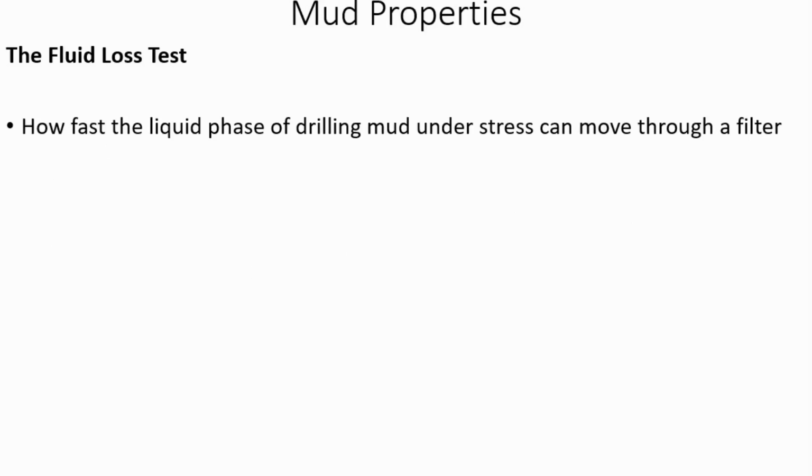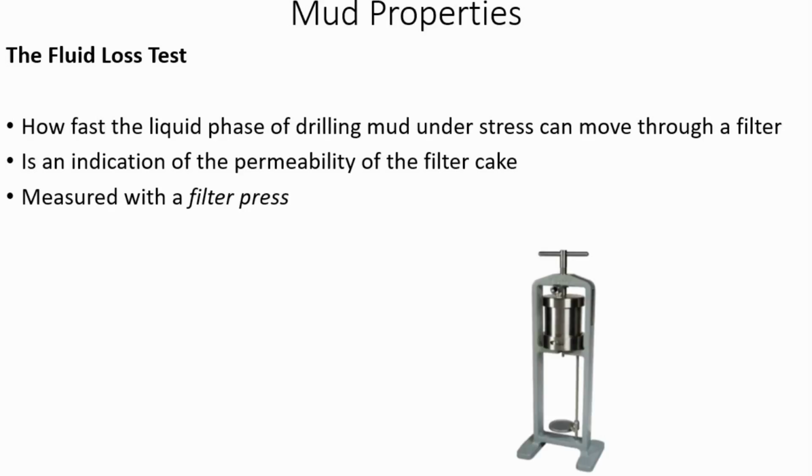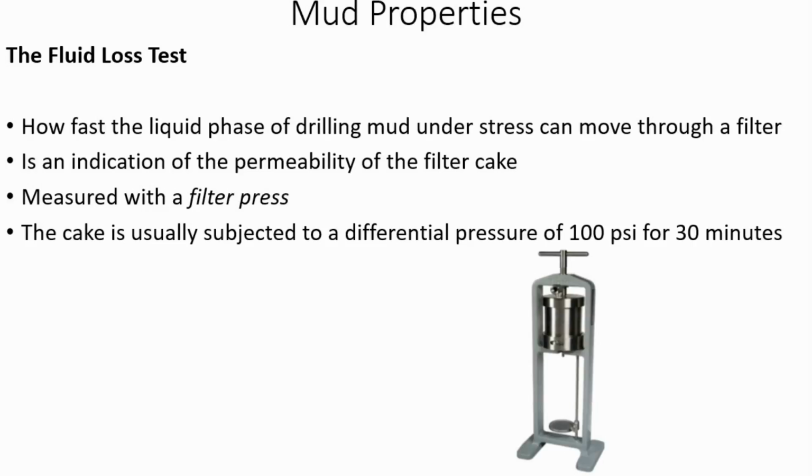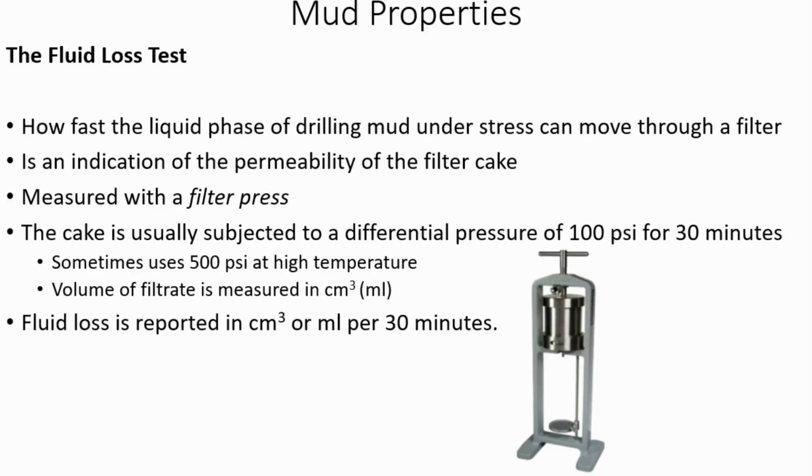The next property I want to talk about is the fluid loss test. It measures how fast the liquid phase inside the drilling mud, under stress, can move through the filter cake. It's an indication of the permeability of that filter cake of the mud. It's measured with an instrument called a filter press. And usually what you do is you subject the cake to a differential pressure, usually of 100 psi for a 30-minute stretch, and then you measure how much fluid comes out the bottom. So you report it in cm cubed or in ml per 30 minutes.